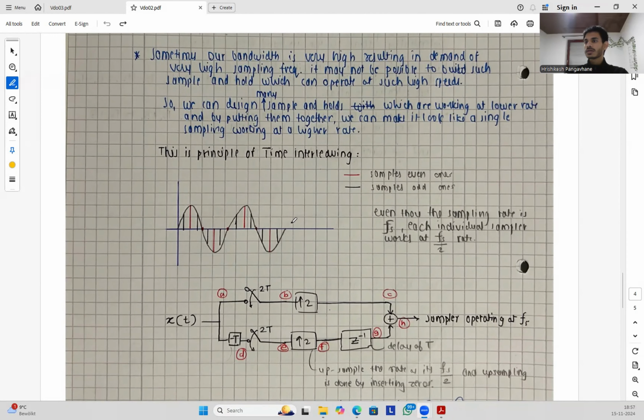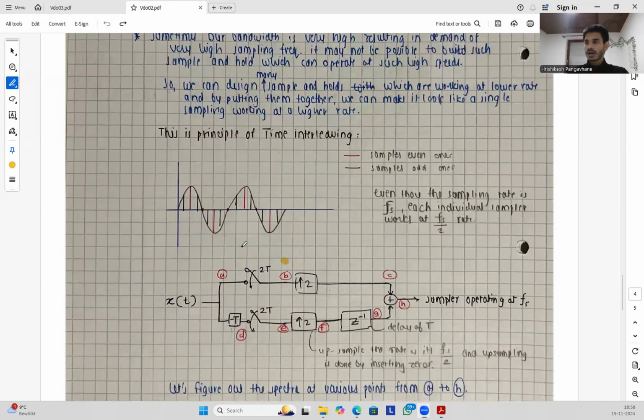Yeah, perfect. So yesterday we saw that the upper half samples the even samples, and the lower half gives us the odd samples. So these are the odd samples, and these are the even samples. So we are dividing it into two channels: this is channel 1 and this is channel 2.